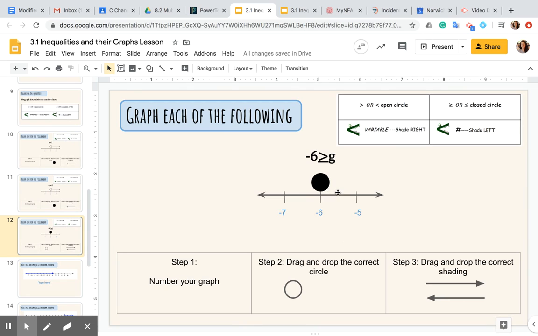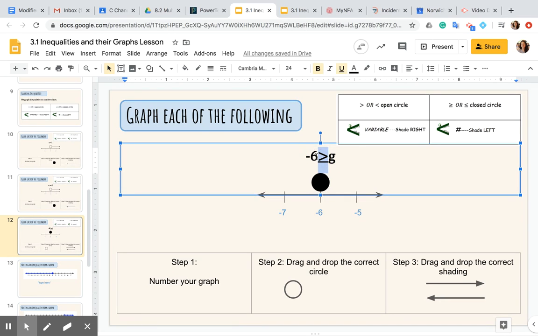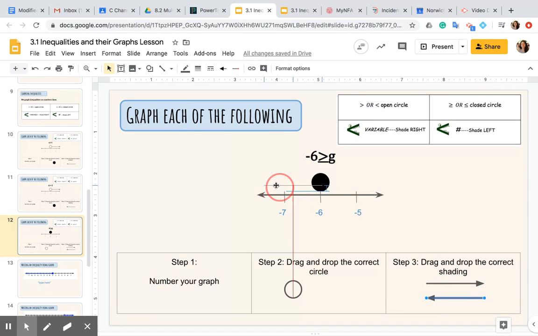Now I need to figure out which direction to shade. Well, if I look at which one Pac-Man is eating, it's eating the number this time. If it eats the number, I shade to the left. So I want the arrow that's pointing to the left, and I'm going to connect it. There we go. Done.